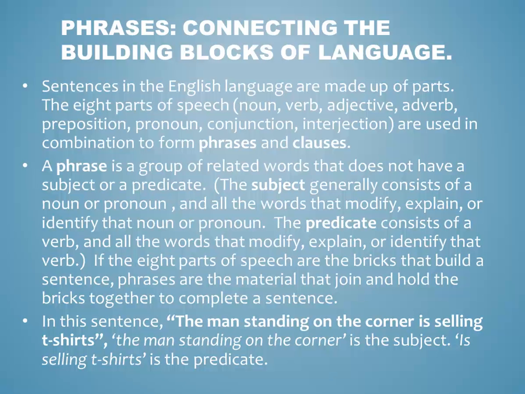By the same token, the complete predicate is selling t-shirts. And again, is a verb. We don't often recognize those to be verbs, but that's what they do. Is, are, was, those are all verbs. So in this case, is selling t-shirts is what the man is doing, and that makes it the predicate.